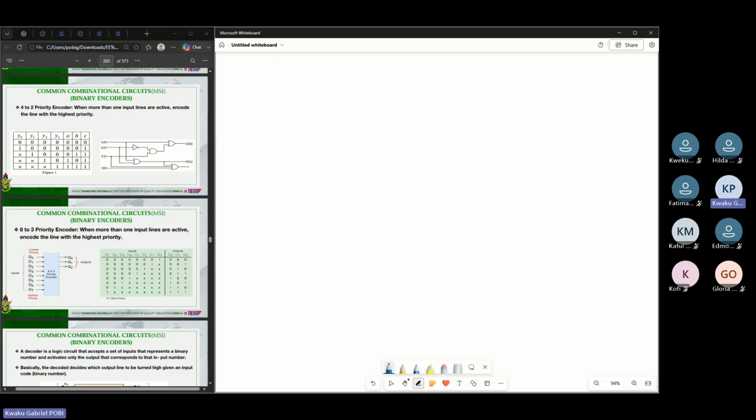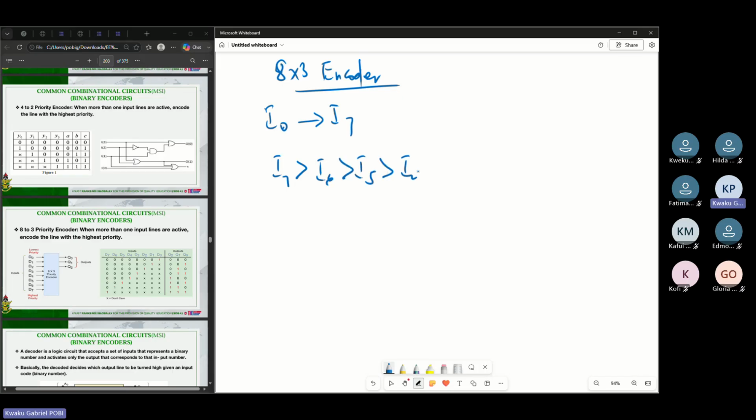In a given question, I can tell you, maybe we should go with an example in the book. Let's say an 8x3 encoder, in your slides, and I want to give priority in this order. The order of priority should be noted before you can draw the table for it. From what we've done, I have I0 running all the way to I7, and I'm giving I7 priority over I6, I6 priority over I5, and it goes on and on.